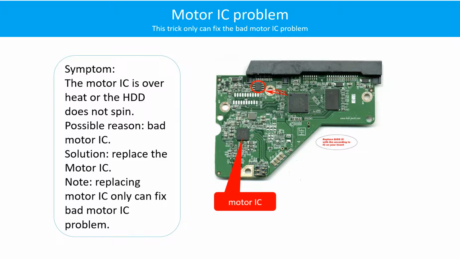Motor contacts loose problem. Symptom: the motor can spin but cannot reach its full speed. Cause: loose motor contacts. Solution: resolder, replace the loose contacts or replace the PCB.